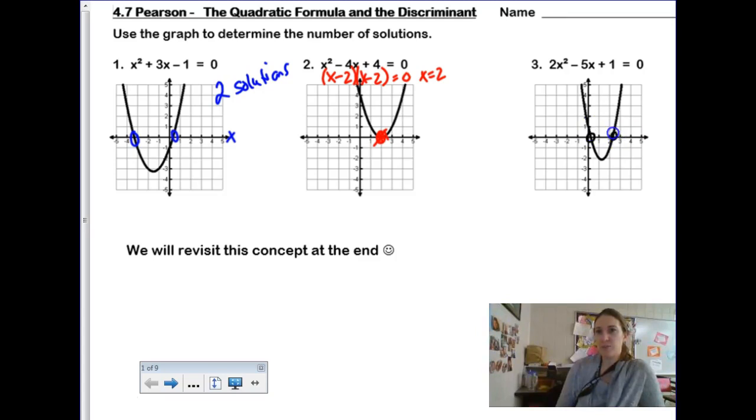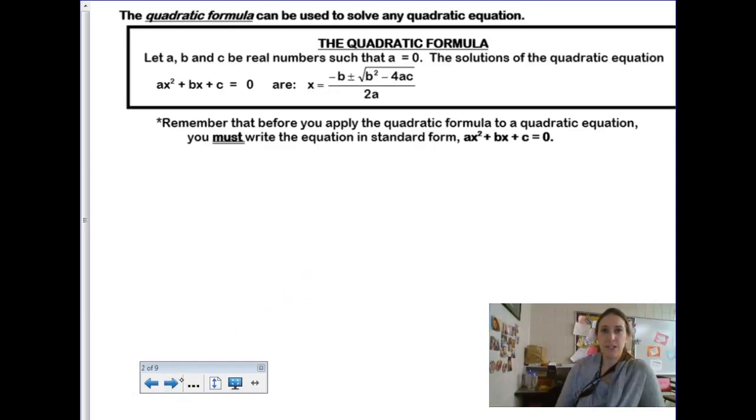Then here in this question, this parabola crosses the x-axis twice. Also, by the way, this one had one solution, and this has two solutions. We're going to revisit this concept at the end of our quadratic formula lesson here. But first, let's talk about the quadratic formula.